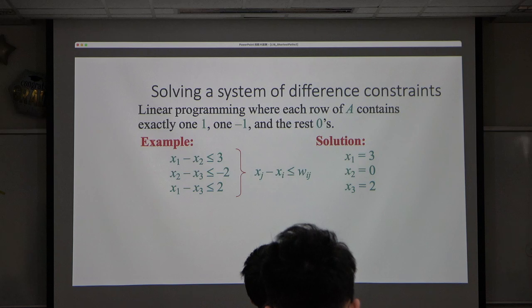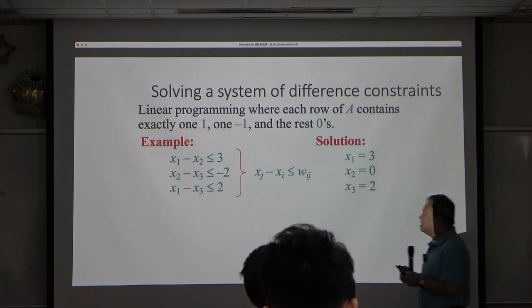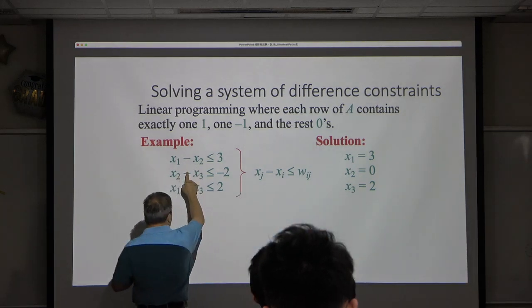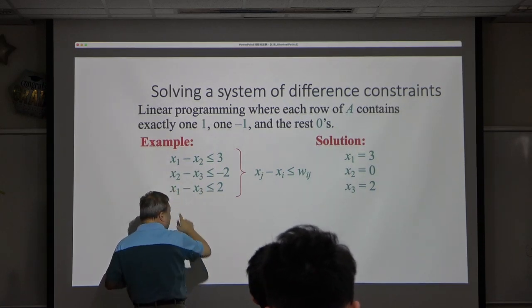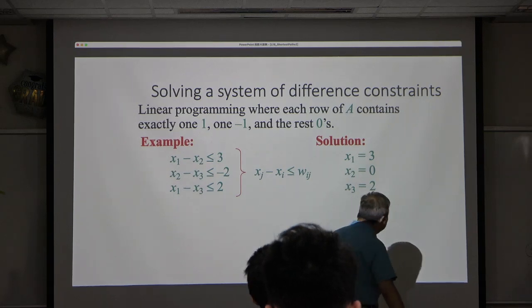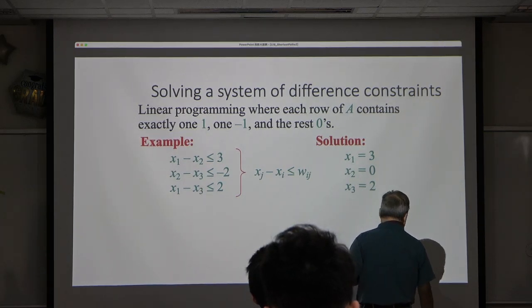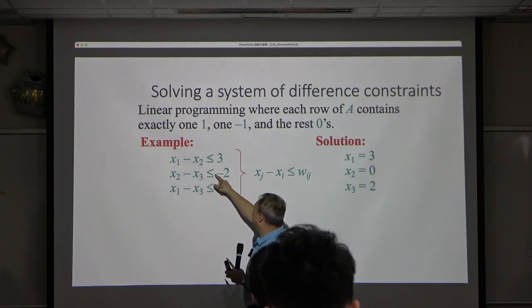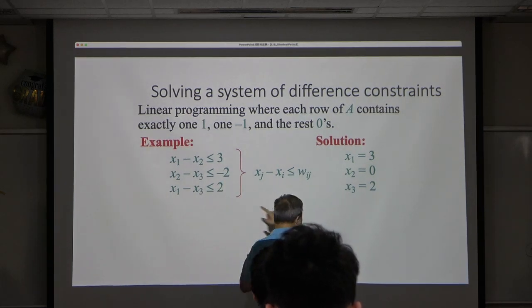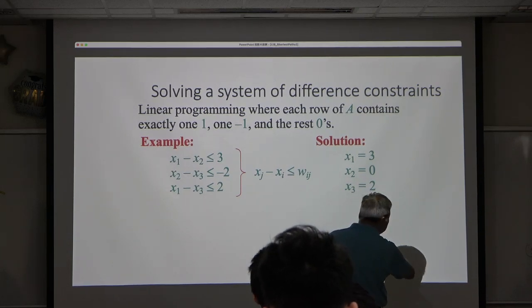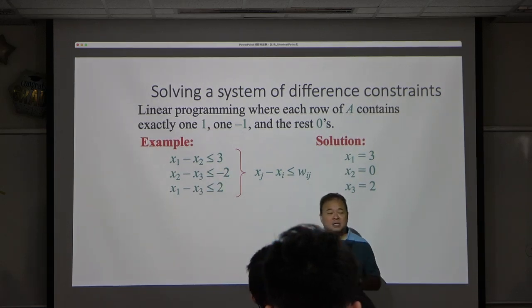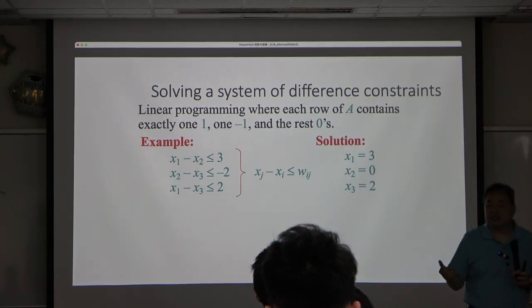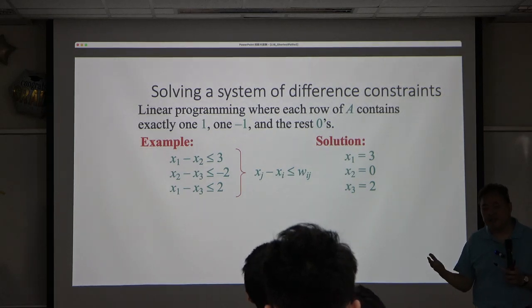So if V1 is 0, V2 is negative 2, V3 is 0, then 0 minus negative 2 is 2, and 2 is smaller or equal to 3. That's true. And x2 is negative 2 and x3 is 0, so negative 2 minus 0 is smaller or equal to negative 2. And x1 is 0 and x3 is 0, so 0 minus 0, 0 is smaller or equal to 2. So we found a possible solution to these constraints, right?